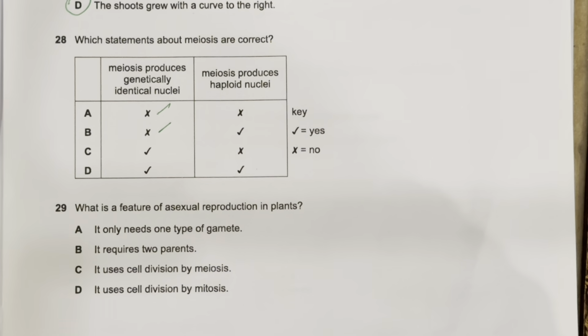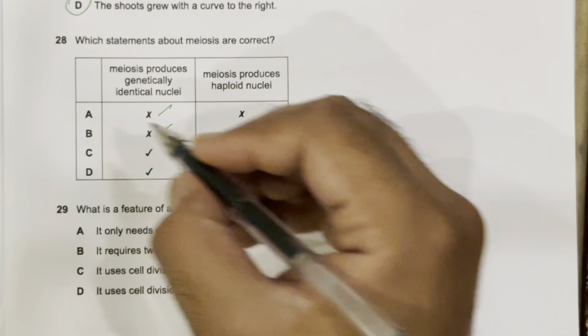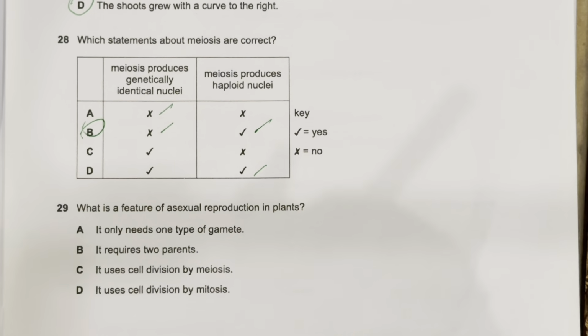Meiosis produces haploid nuclei. Yes, this is true. So option number B is the right choice.